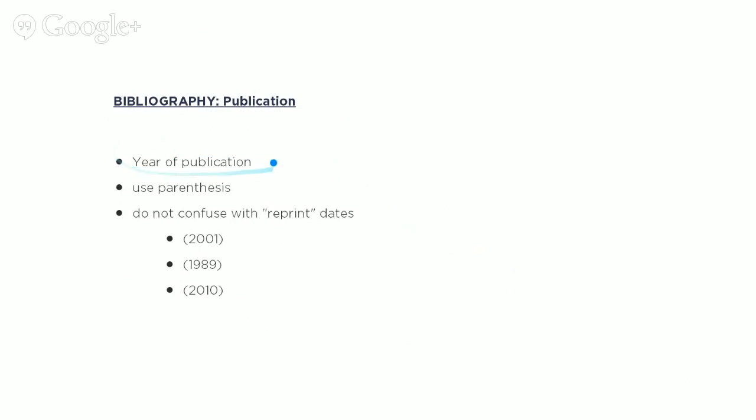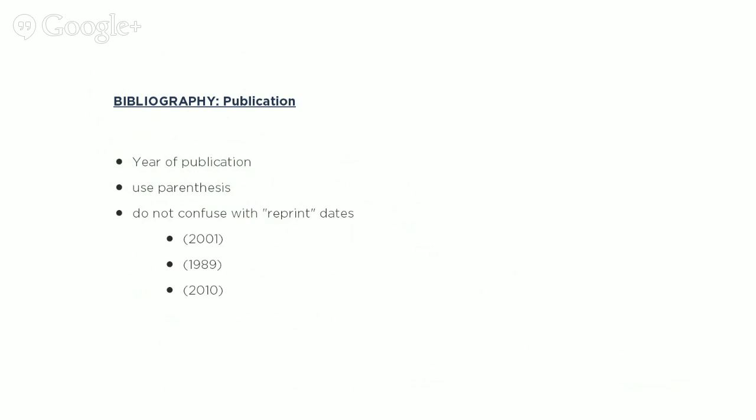Next point to take into consideration is the year of publication. So the year of publication is basically, well, very like the name says, the year the book was published for the first time. And we're going to put this in the parentheses. And we don't want to confuse this with the reprint date. You'll find many times that a book becomes popular. So let's say that on the publication date, they emitted 200,000 copies. It became so popular that they did a reprint of that book. They didn't modify anything, they just reprinted it.